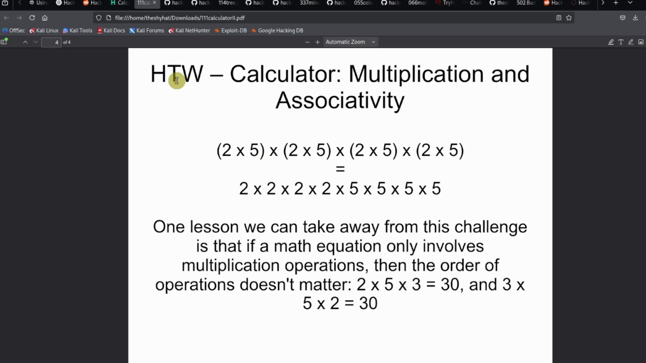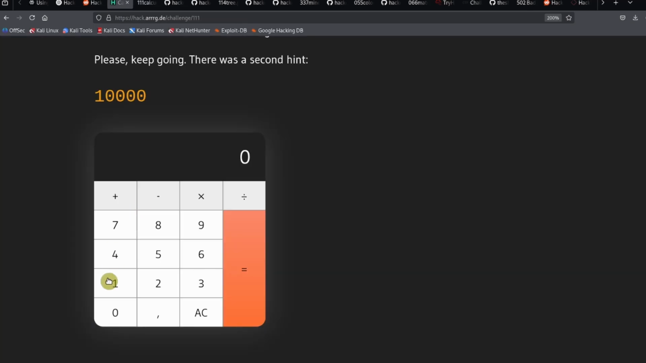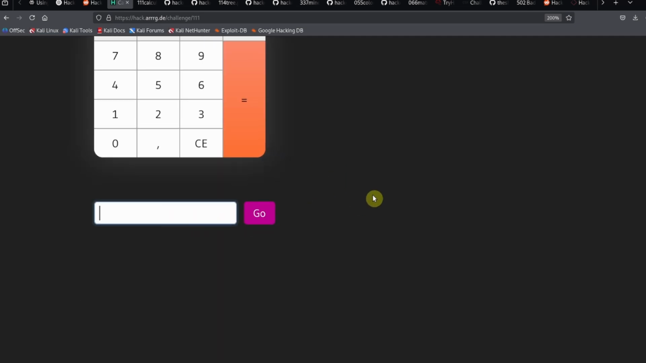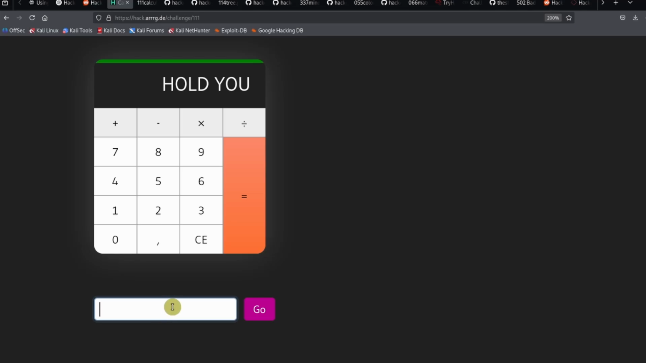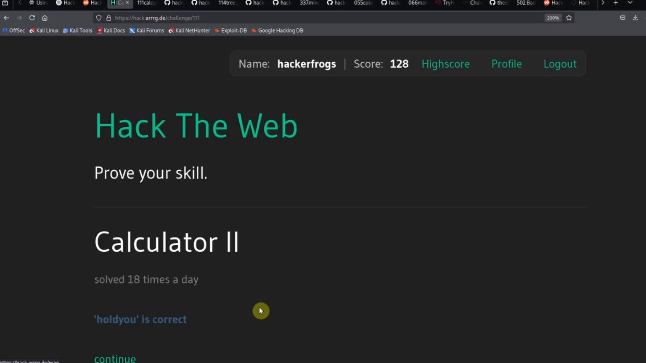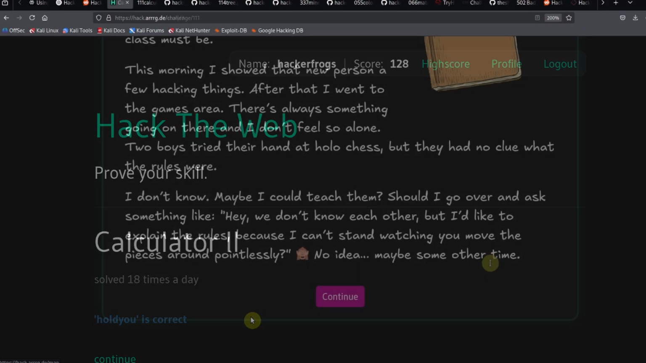So let's go ahead and do that at the challenge. So it's 2 times 2 times 2 times 2 times 5 times 5 times 5 times 5. And we get 10,000. What is displayed here is the answer for the challenge, which is hold U. So we can just go to the answer submission field here, type in hold U, and then click go. And hold U is correct.